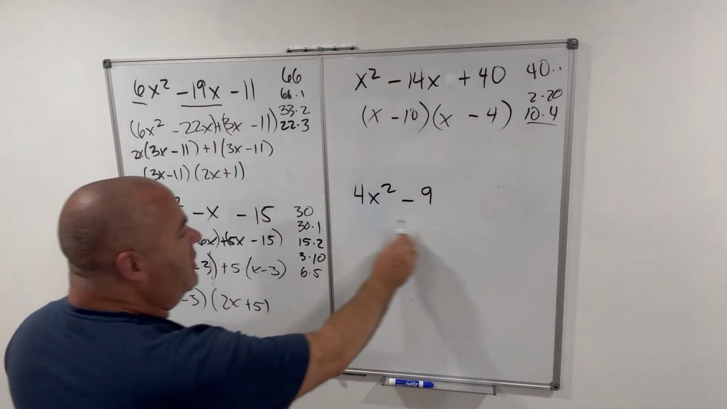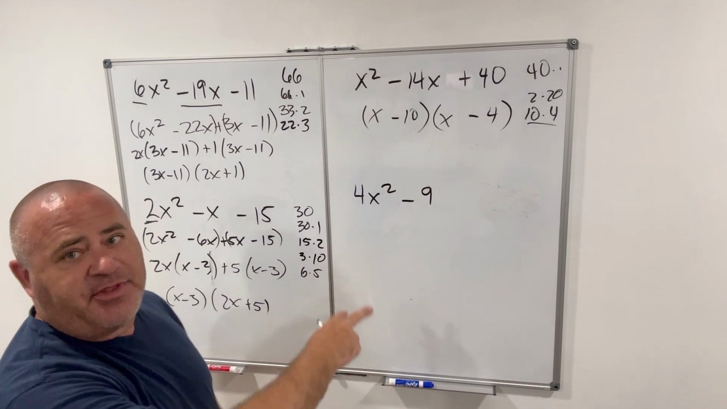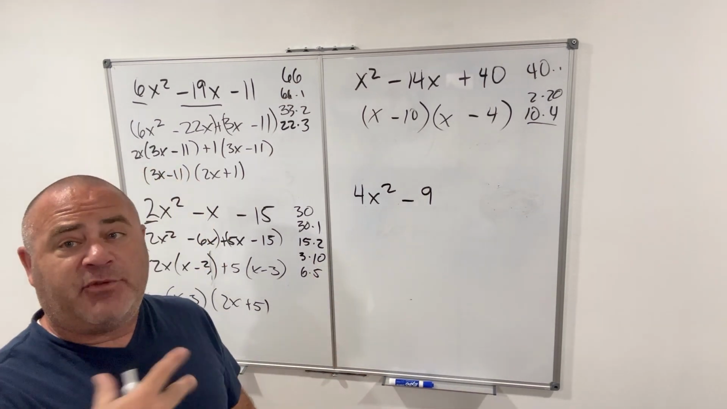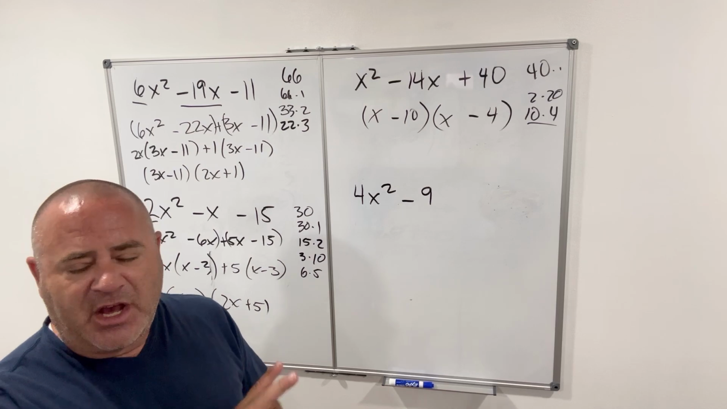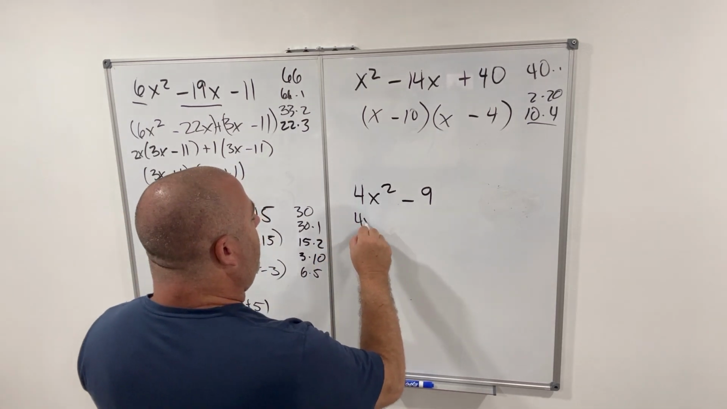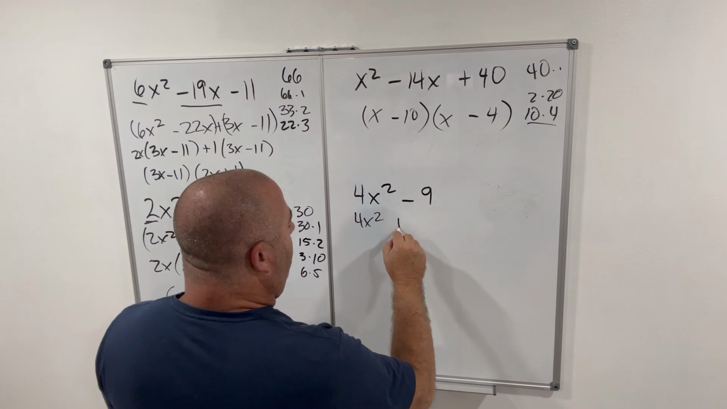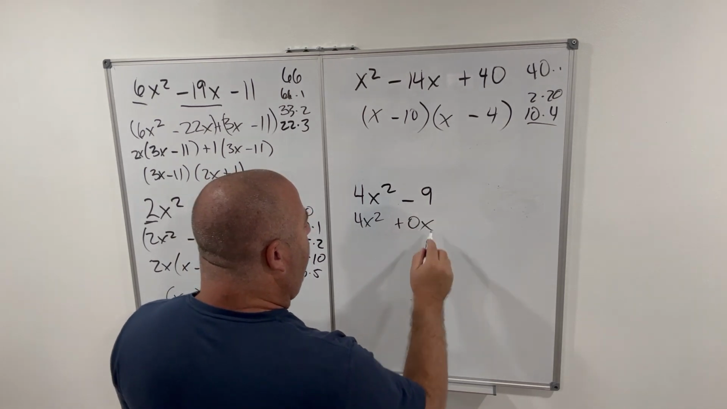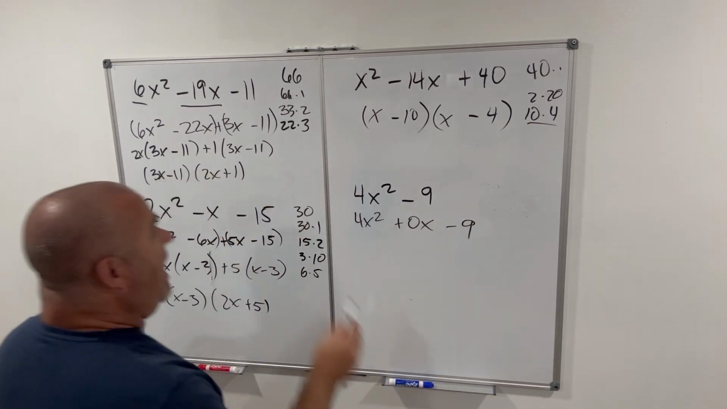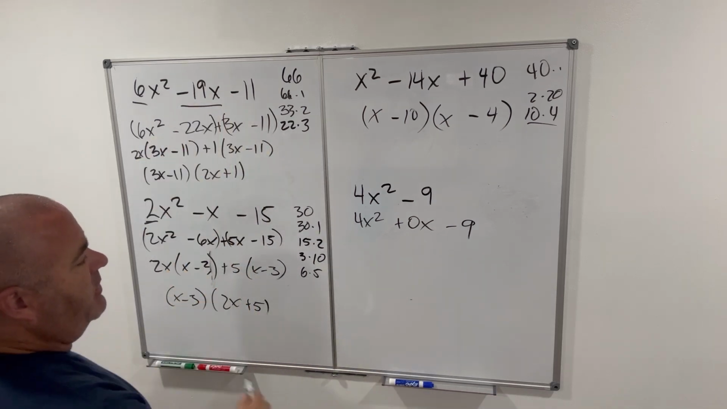Now, if you're looking at this one, if you understand the difference of squares, this is a very easy thing to factor. But if you can't remember how to do difference of squares, you can still factor this the exact same way. We're just going to rewrite this equation as 4x squared plus 0x, because we're missing that middle term, minus 9. Now we've got it into the same form that we've been factoring all of these.